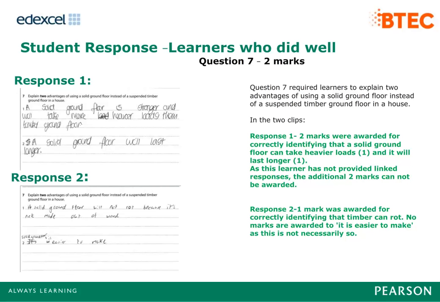In the 2 clips shown, Response 1, 2 marks were awarded for correctly identifying that a solid ground floor can take heavier loads, 1 mark, and it will last longer, 1 mark. As this learner has not provided linked responses, the additional 2 marks cannot be awarded. Response 2, 1 mark was awarded for correctly identifying that timber can rot. No marks are awarded to it is easier to make, as this is not necessarily so.